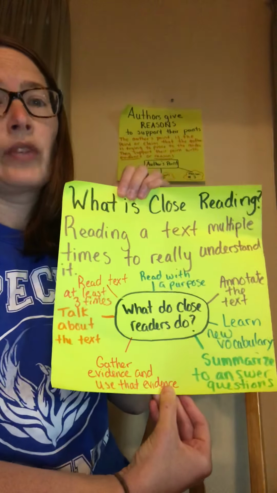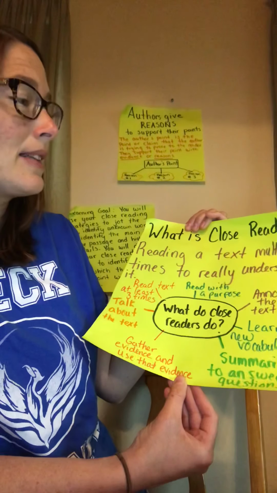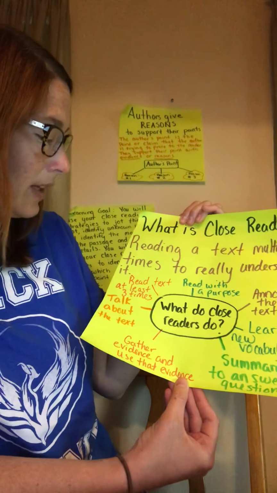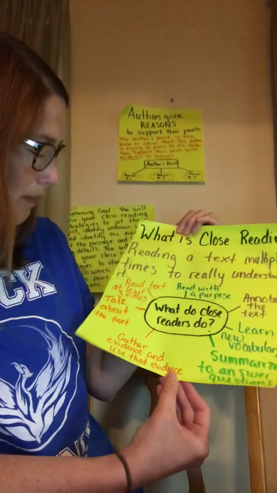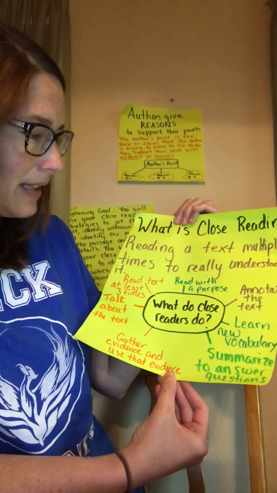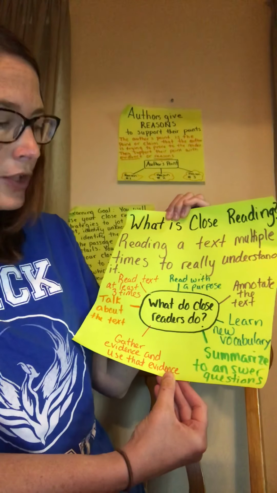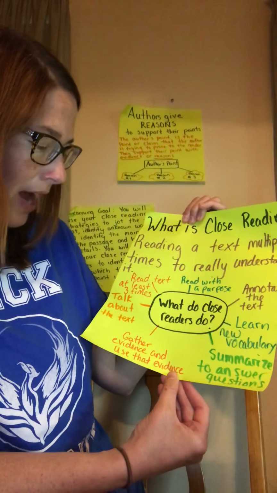What do close readers do? They annotate the text. They read with a purpose. They read the text at least 3 times. They talk about the text. They learn new vocabulary. They summarize to answer questions. And they gather evidence and use that evidence.